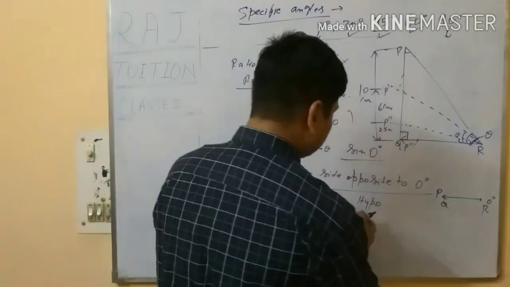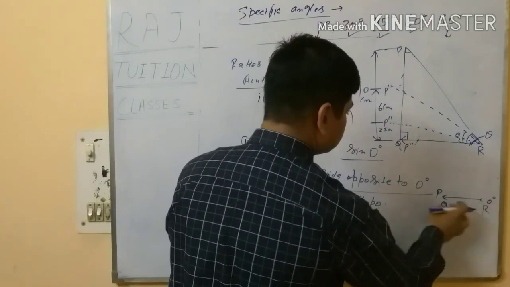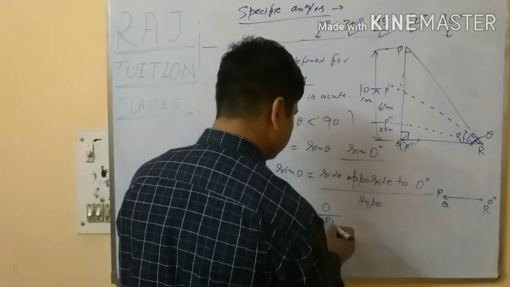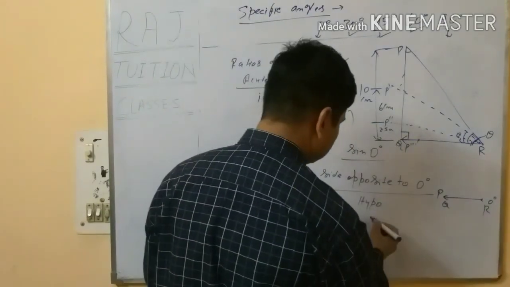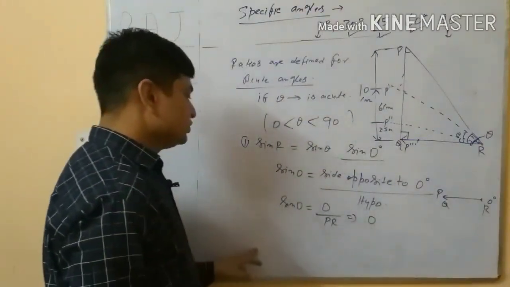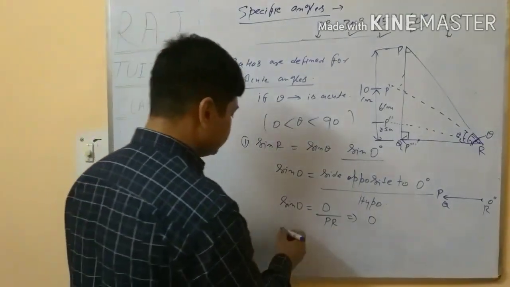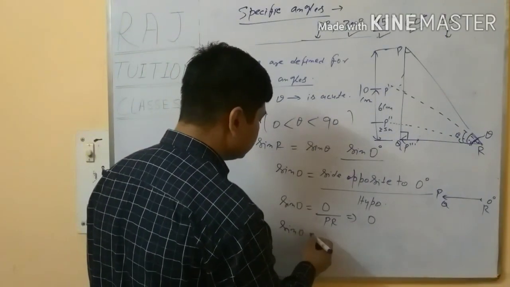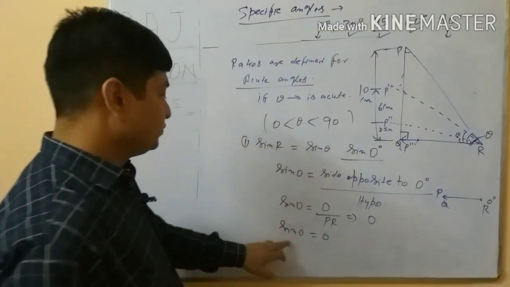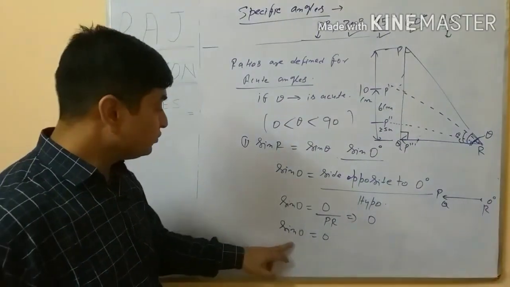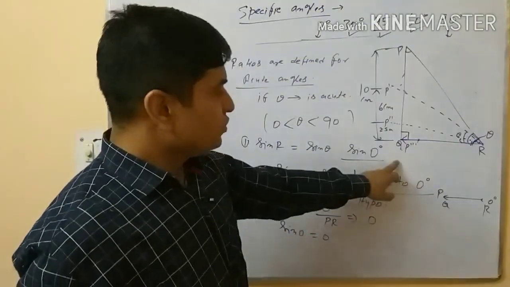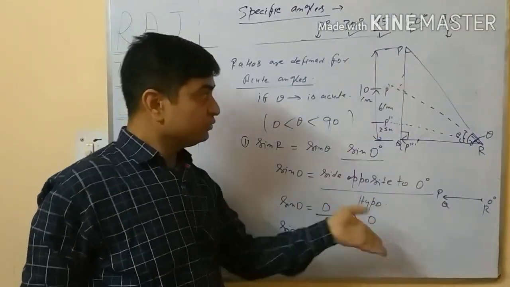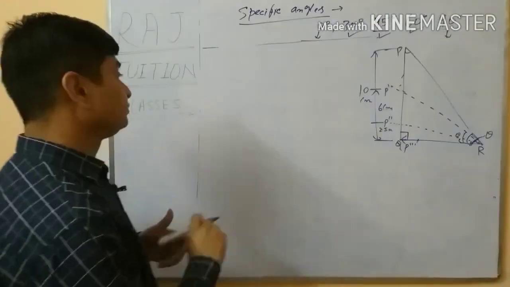Okay, so the value of hypotenuse is PR. So 0 upon whatever will become 0. So the value of sine 0 degree is 0. You can reverse the video to understand it one more time.